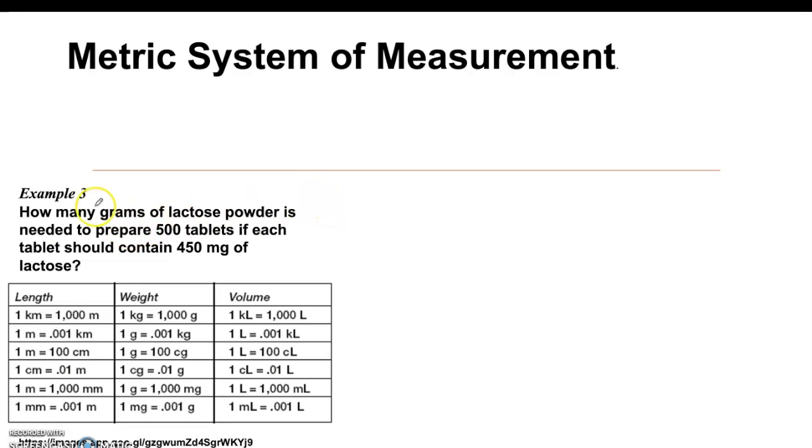Okay, so let's look at this example. How many grams of lactose powder is needed to prepare 500 tablets if each tablet should contain 450 milligrams of lactose? The first thing we are going to do is look at the conversion that would be needed here. Of course, the final answer will be in grams, and what you have to work with is milligrams. So clearly, you're going to be doing some relationship between grams and milligrams. And that relationship, we see it right here, that 1,000 milligrams is equivalent to 1 gram. Okay, so let's write that down. 1 gram is equivalent to 1,000 milligrams.